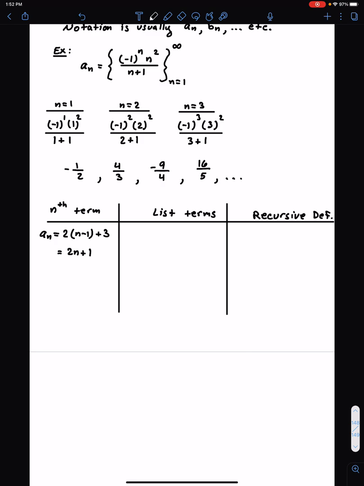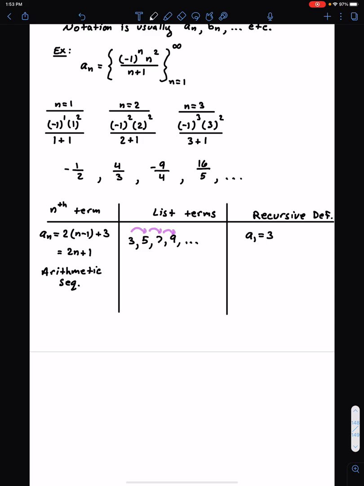When n is 1, the first term is 3. When n is 2, the next term is 5. Then the next term is 7, 9, and that pattern continues. To go from one term to the next, I have to add 2 to the previous term. So this is called an arithmetic sequence. So there's a common difference. The difference is 2.